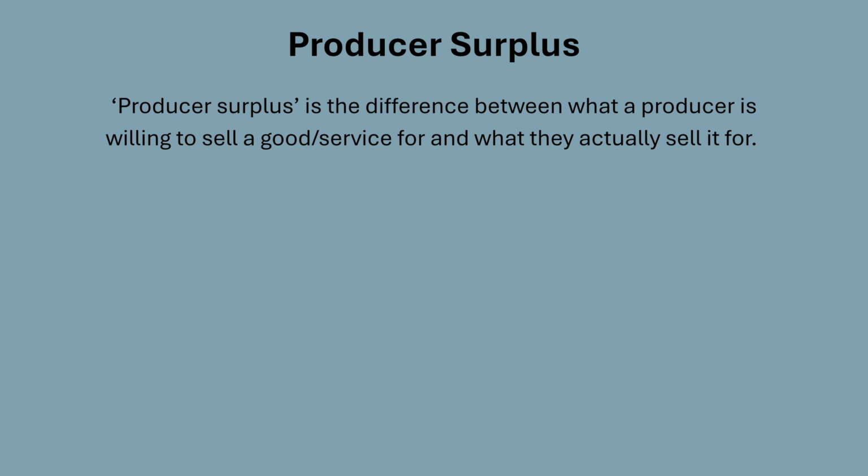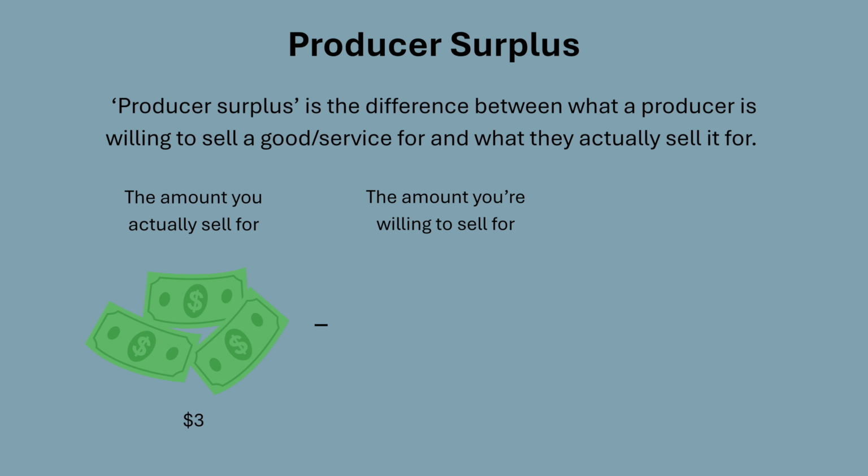Let's break it down. Let's say that you sell a Moro bar for $3, but let's say that the lowest price you would accept is actually only $1. You only need $1 to make a profit on that Moro bar. But you sell it for more than you expected. Yay, you're happy about that, right? You sell something for $2 more than the lowest price you were willing to sell it for. That happiness you get is your producer surplus.